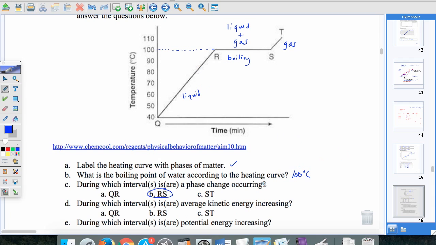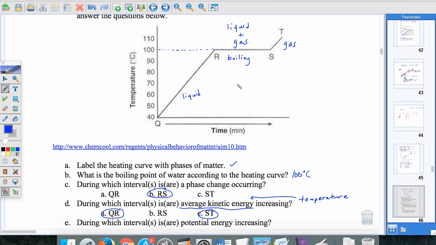During which interval is average kinetic energy increasing? So average kinetic energy is, remember, related to temperature. So when is the temperature rising? It's rising between Q and R and S and T. So this guy and this guy.